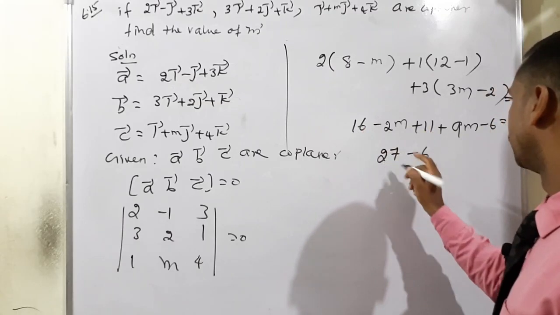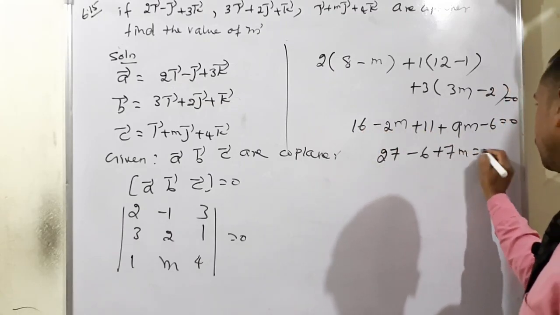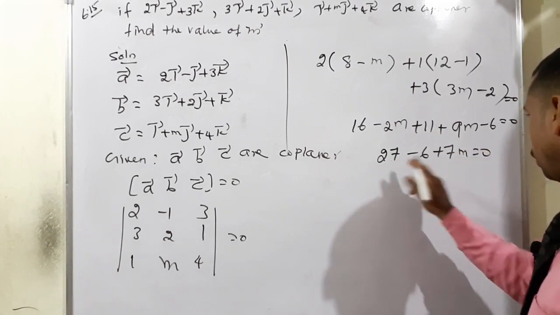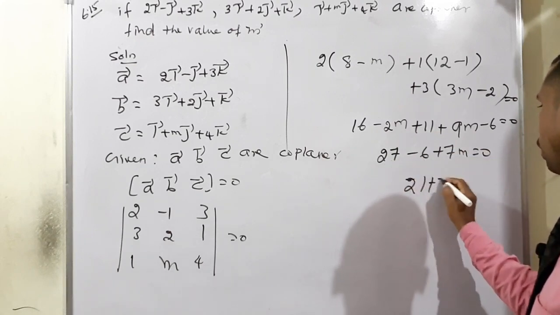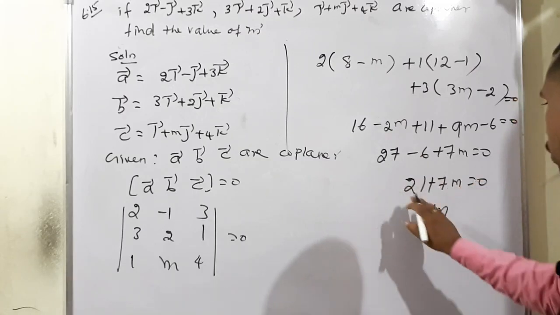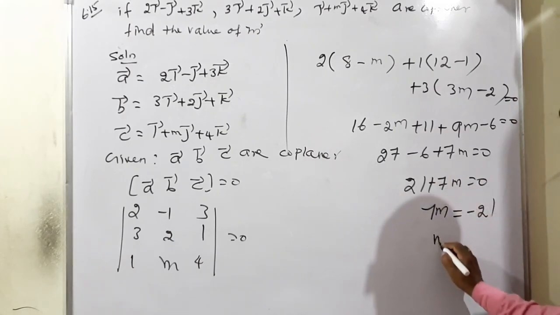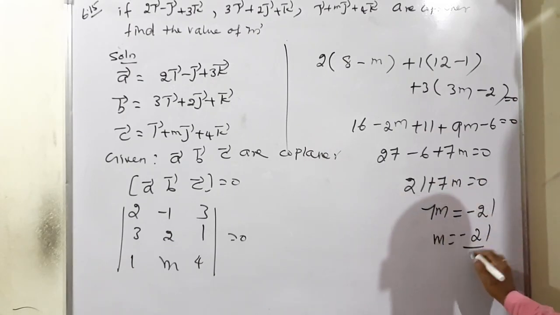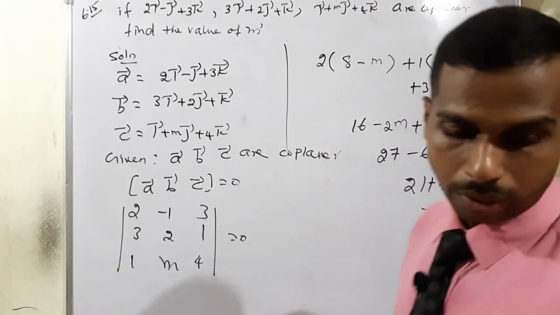27, then minus 6, minus 2m plus 9m, we can write it positive 7m is equal to 0. Again 27 minus 6 means 21, isn't it? 21 plus 7m is equal to 0. Therefore, 7m is equal to plus 21. Bring out opposite sign means minus 21. Therefore, m is equal to minus 21 by 7. Therefore, m value we have minus 3. This is the answer for example 6.15.